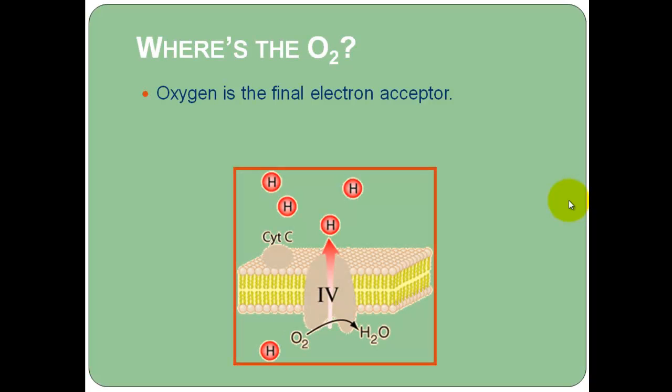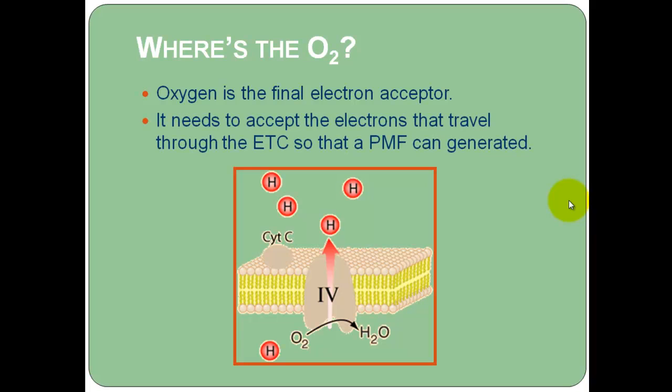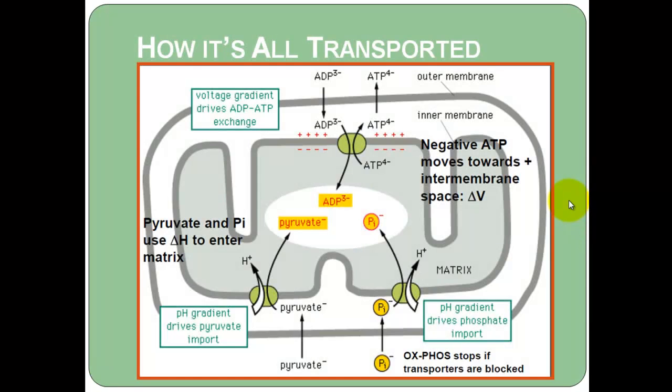So where does oxygen come into all of this? Well, oxygen is the final electron acceptor. So all the electrons that are released from NADH and FADH2 finally go to oxygen, and that eventually forms water. This oxygen is extremely important. It needs to accept the electrons that travel through the electron transport chain so that the proton motive force can be generated. Without oxygen to accept these electrons, the proton motive force cannot be generated, and the full potential of glucose cannot be realized. So to recap, we saw 3 processes: glycolysis, Krebs cycle, and oxidative phosphorylation.